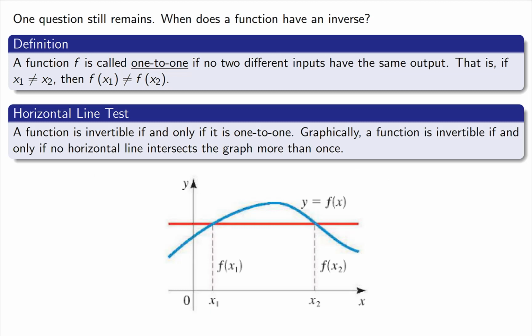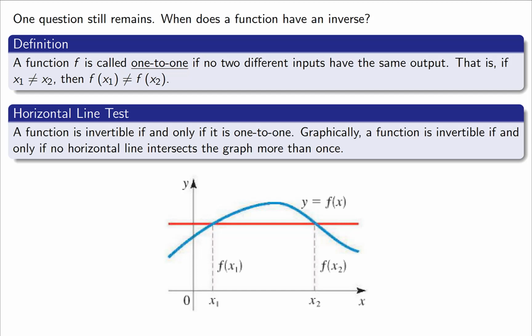Now the final question to answer is, when does a function have an inverse? Everything that we have dealt with so far, we said, yeah, we'll just calculate the inverse, and it turned out to work. However, it's not true that every function has an inverse, and so the property that allows this is called the one-to-one property.